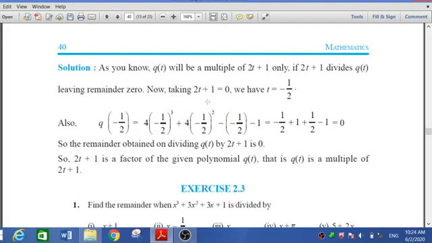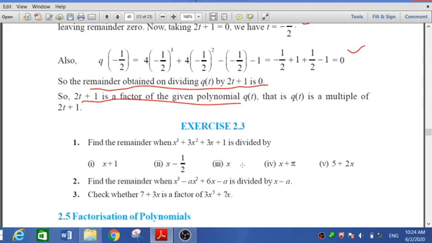See here, 2t plus 1 is equal to 0, so t is equal to minus 1 by 2. If I put minus 1 by 2, I will get answer 0. So if we get remainder 0, we can say that 2t plus 1 is a factor of the given polynomial. So exercise 2.3; exercise 2.1 we already gave you yesterday as homework.